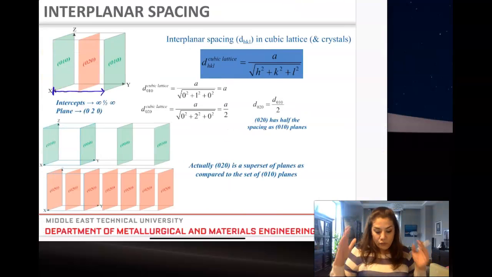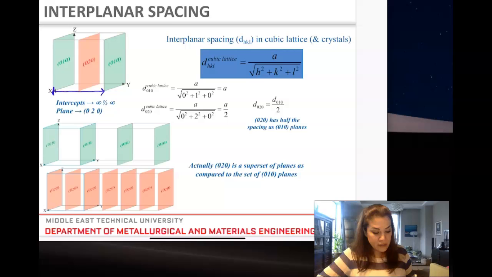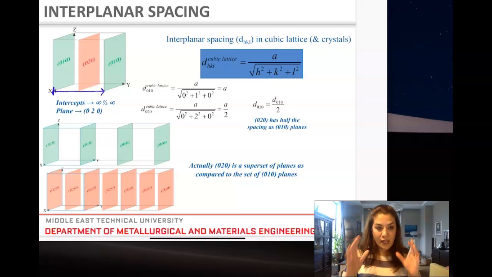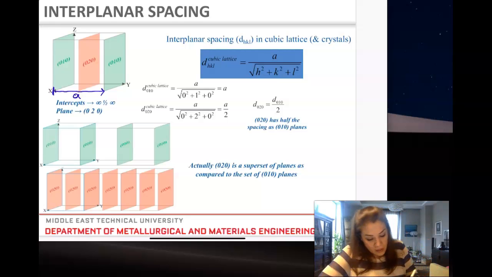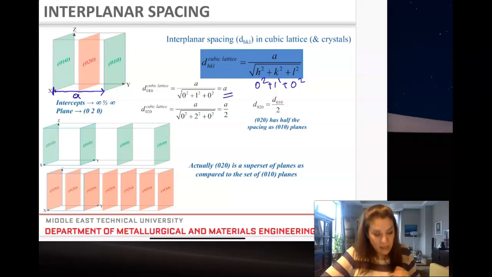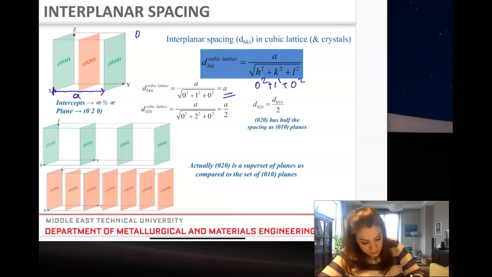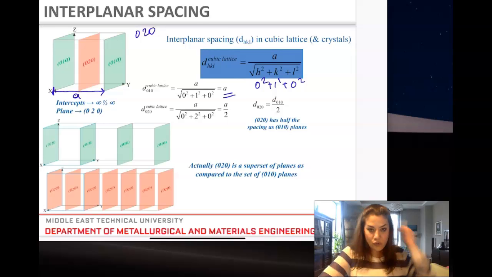So in that case, for the distance between the 0, 1, 0 planes, what is the distance? Obviously, if you look here, it's 1a, whatever the lattice parameter, the distance between them should be equal to a. Let's cross-check. From the equation I found on the previous page, a over the square root of 0 square, 1 square, and 0 square gives me a. On the other hand, if I want to know the distance between the 0, 2, 0 planes in a cubic lattice, it is exactly half, a superset of planes as compared to the 0, 1, 0s.